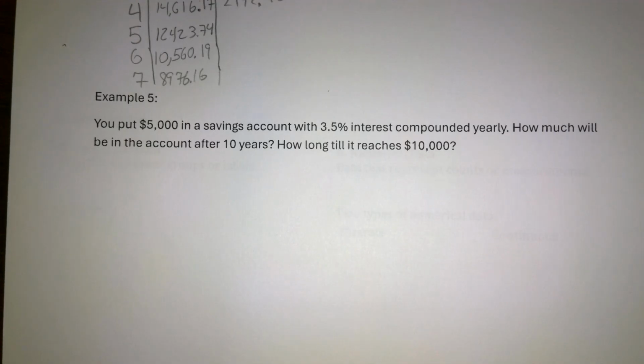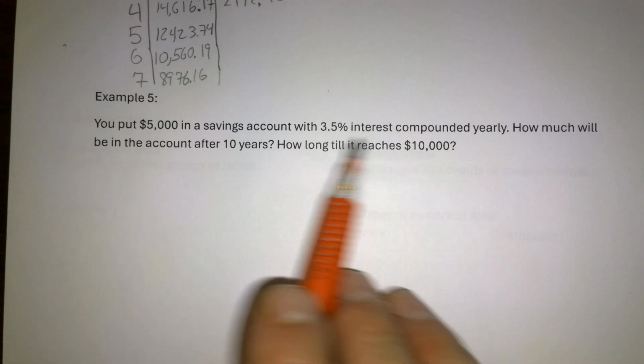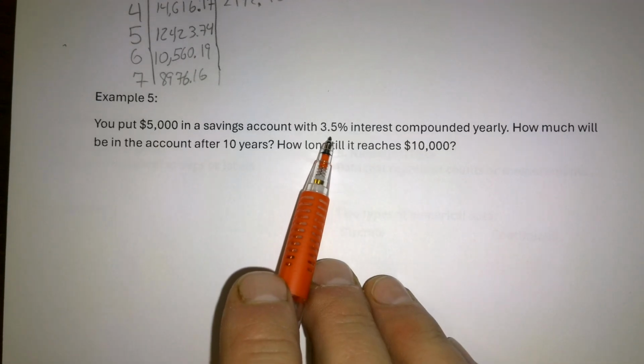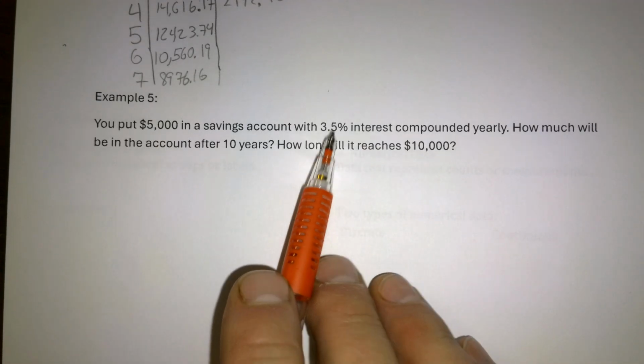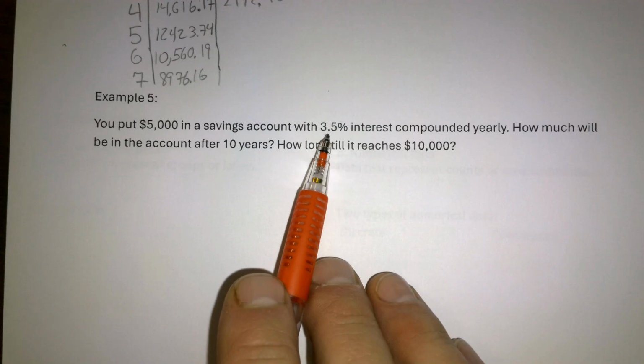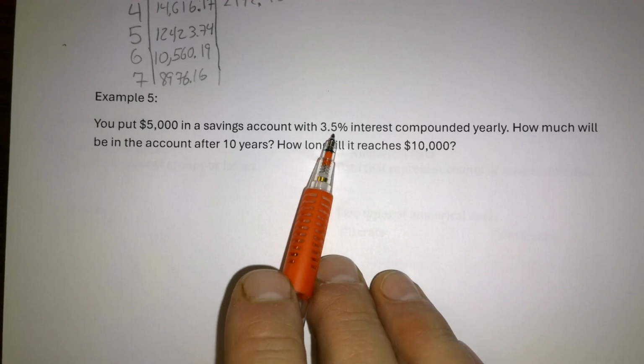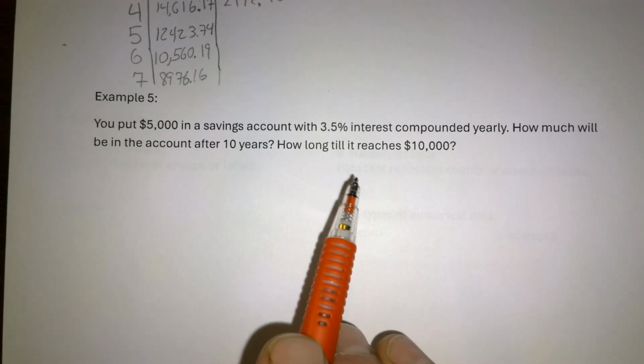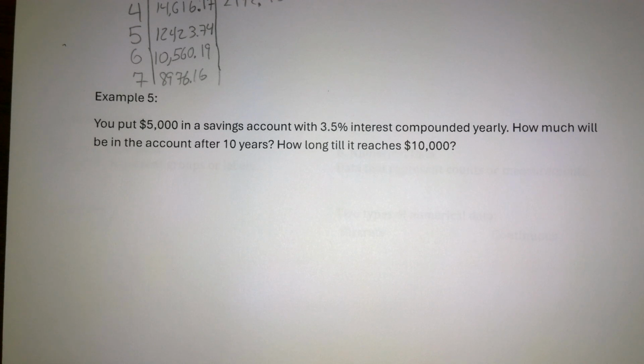We're going to look at money in a savings account. We're going to start with $5,000. We're going to put a 3.5% interest rate compounded yearly. What that means is every year we'll find out what 3.5% of that total is, and we get to add that money into the account. So the bank pays you for using your money.